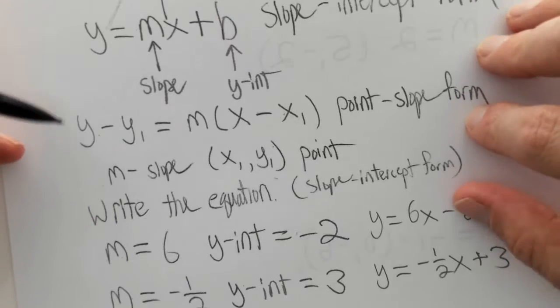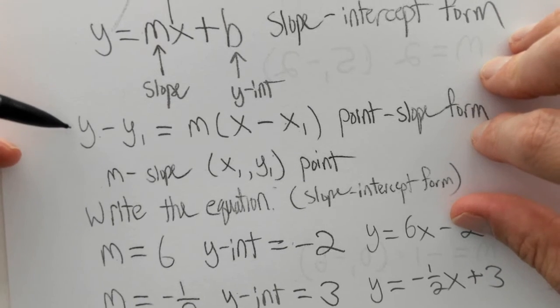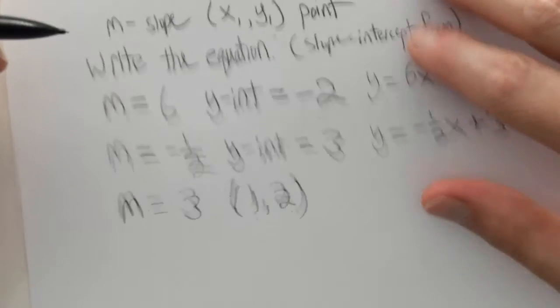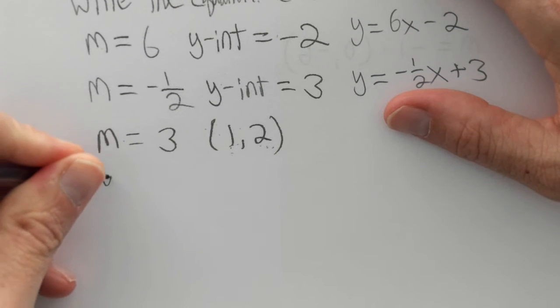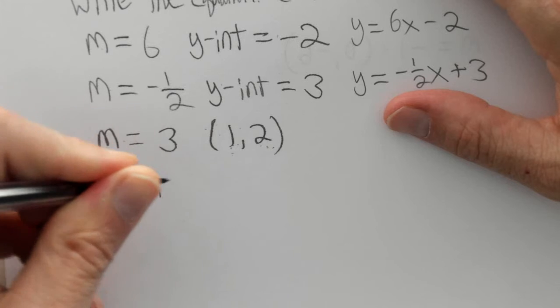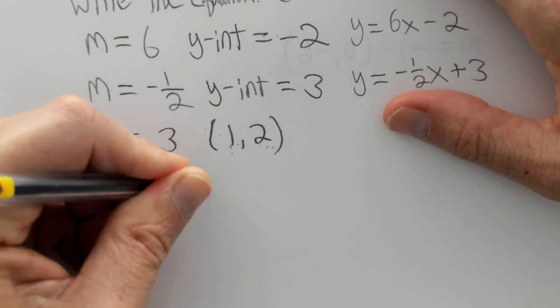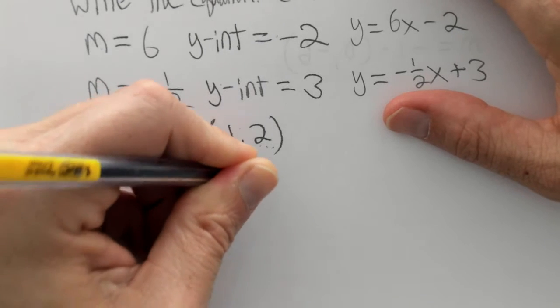Now, since we're not quite as familiar with this form, I'm going to have you write the equation down when you do these problems. So I'm going to write down the equation for point-slope form. It's going to be y minus y1 equals m open x minus x sub 1.